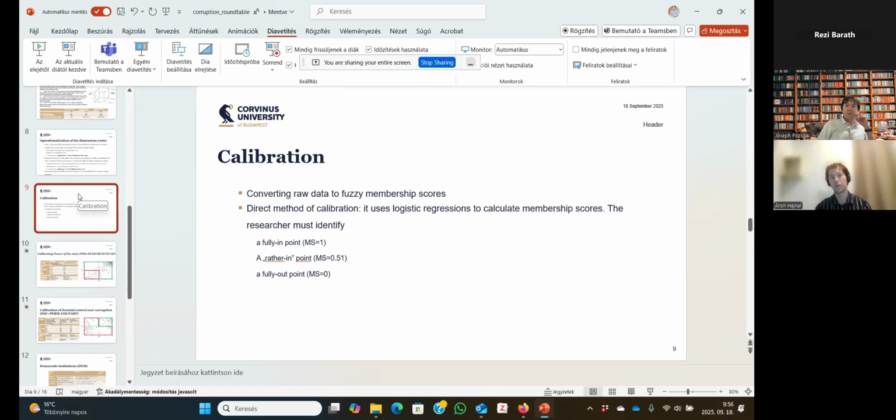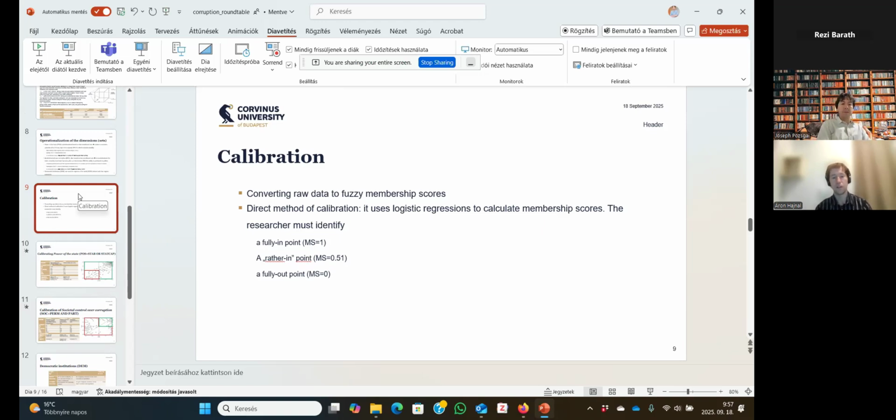There are different ways to calibrate raw data into fuzzy set membership scores. We use the so-called direct method, which uses logistic regressions to calculate the membership score. And for this method, the researcher must identify 3 critical points in terms of the raw data.